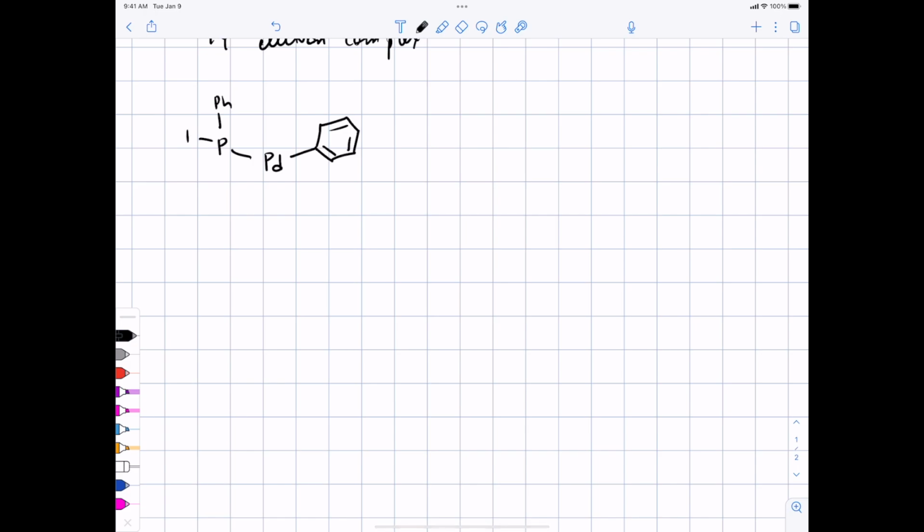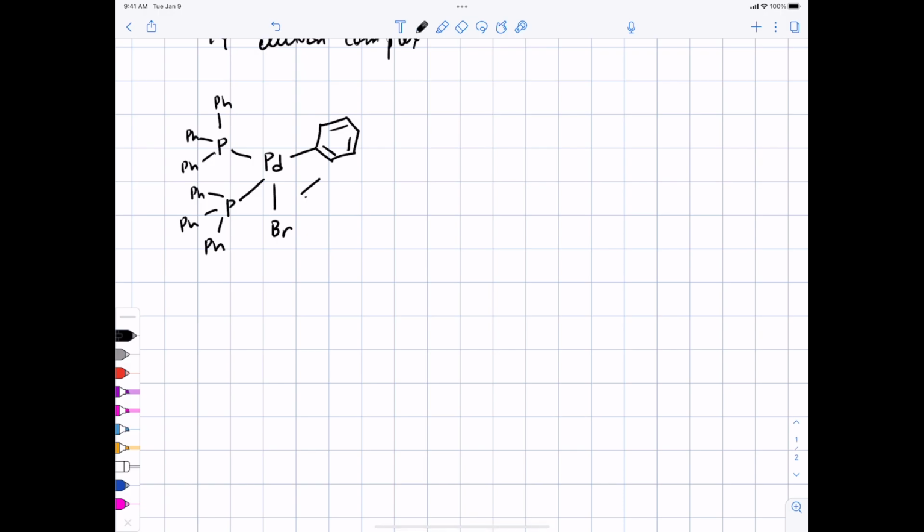Triphenylphosphine. Another triphenylphosphine. A bromo. And then this one's weird, and this one's kind of hard to draw.